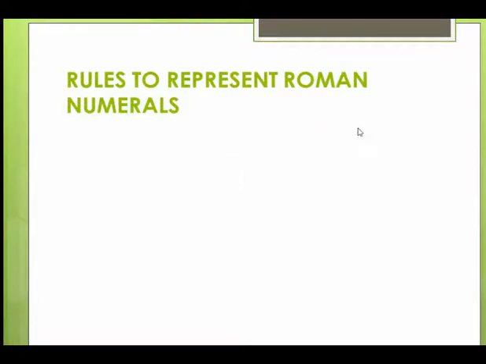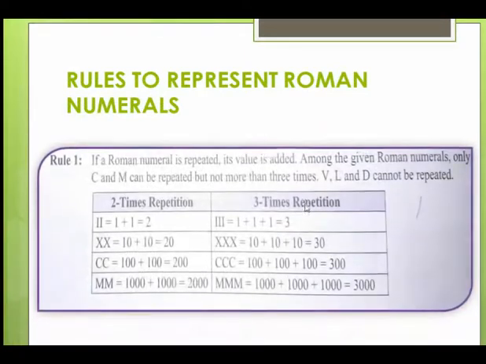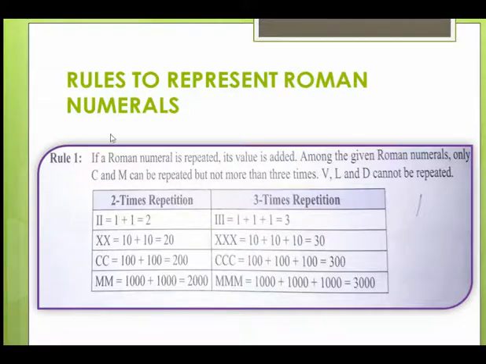Rules to represent Roman numerals. Here we have different rules to represent Roman numerals. We cannot write the symbols in any way. So first of all, if a Roman numeral is repeated, its value is added. Among the given Roman numerals, only I, X, C and M can be repeated but not more than 3 times. And V, L and D cannot be repeated.